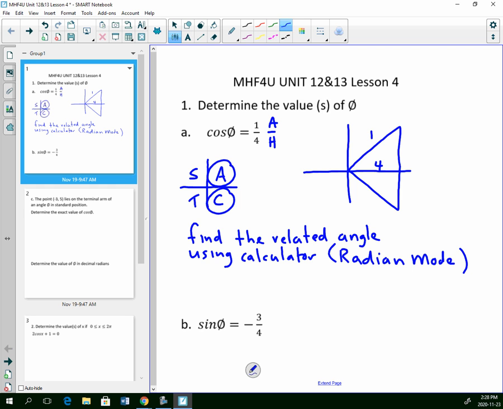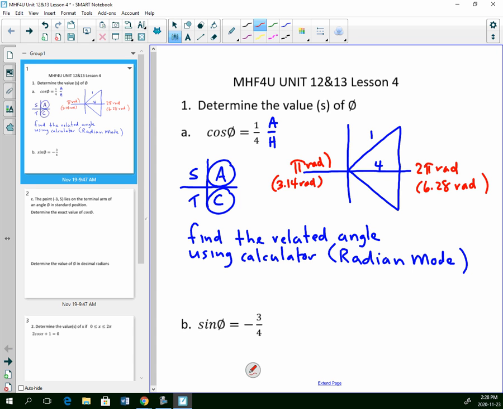So we can determine angles using pi radians, but we can also determine it using decimal radians. So if you think of pi as the same as 180, in decimal radians, it would be 3.14 radians. Right? So pi radians is the same as 3.14 radians. 2 pi radians would be the same as 6.28 radians.